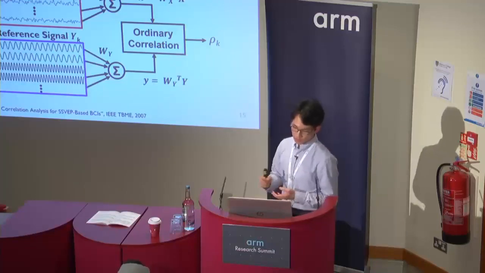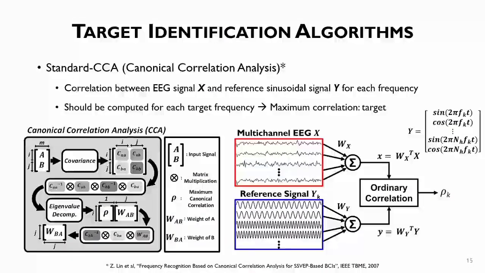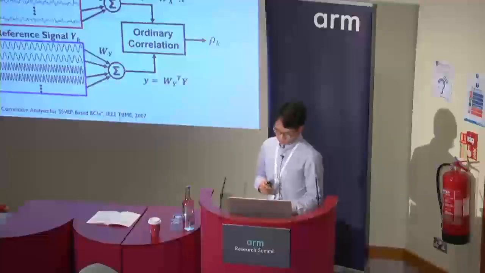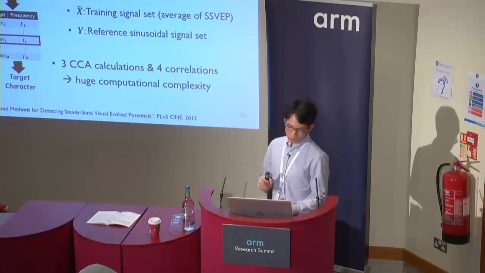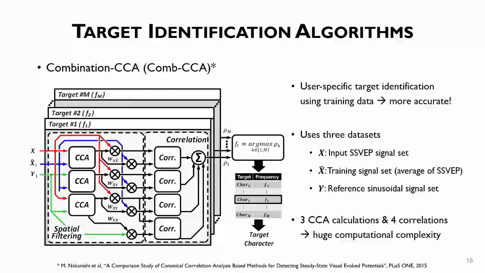As you can see in the left picture, the CCA algorithm has many matrix operations. There is an eigenvalue decomposition step, but it can be ignored when the system uses only a single channel, like this research. The last candidate for the baseline algorithm is combination CCA. Compared to the standard CCA, it has an additional training data set for the specific subject and has more accurate classification performance. It has not only huge data sets compared to the standard CCA, but also more computational complexity.